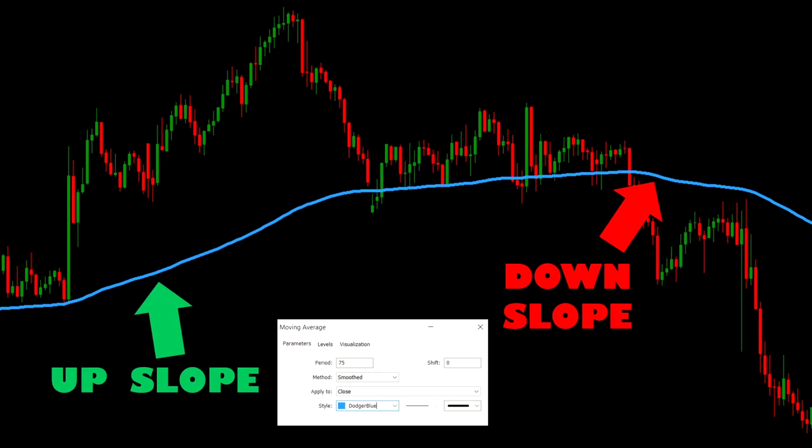and so you might want to join on that blossoming trend as a buyer. And the flippity flip for that is when the moving average turns downward, the sellers are in charge again, so you may be interested in entering a sell trade.